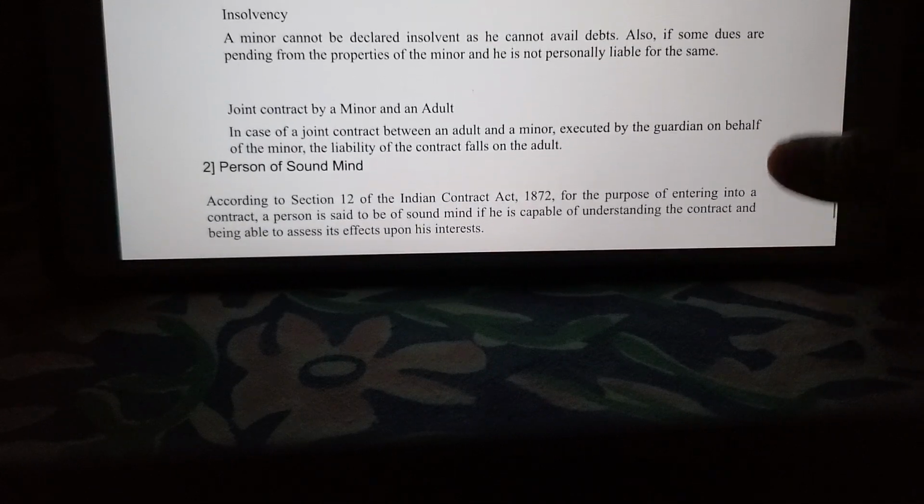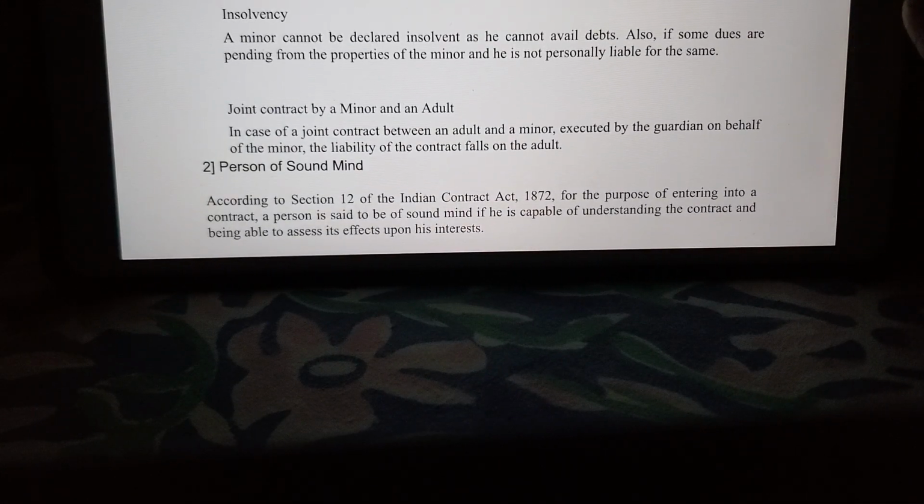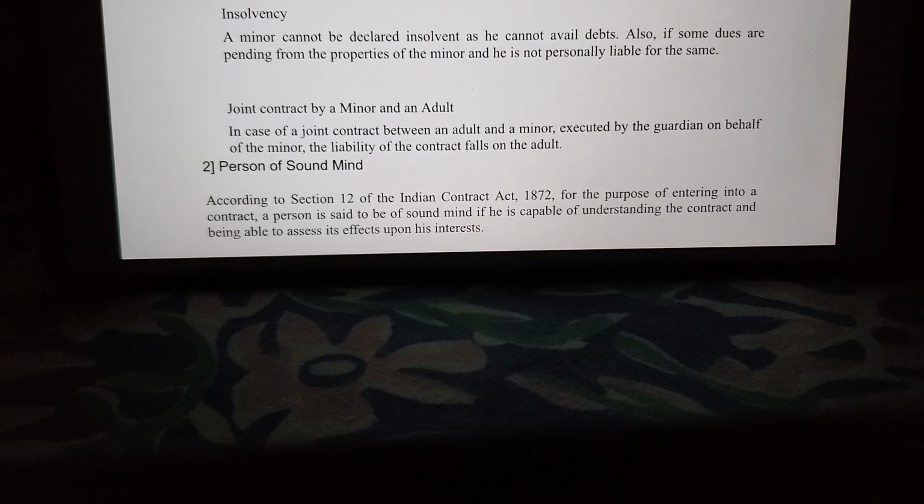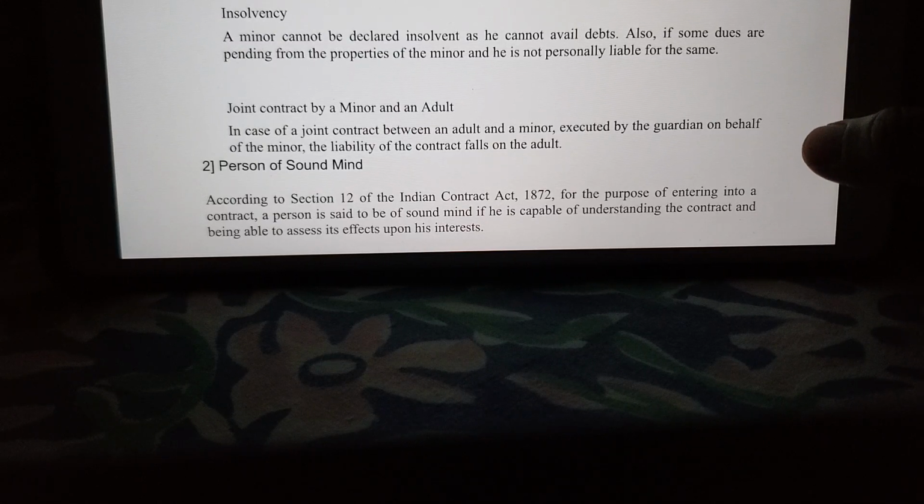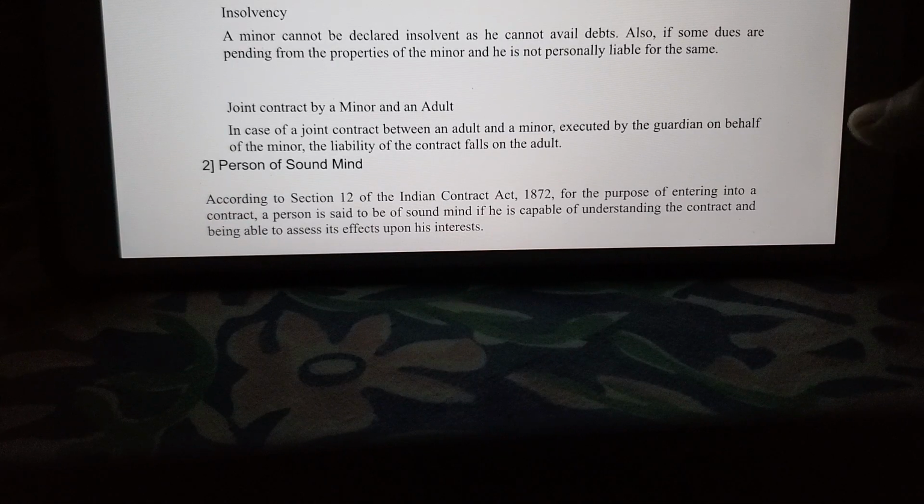Insolvency. A minor cannot be declared insolvent as he cannot avail debts. Also, if some dues are pending from the properties of the minor, he is not personally liable for the same. Joint contract by a minor and an adult. In case of a joint contract between an adult and a minor executed by the guardian on behalf of the minor, the liability of the contract falls on the adult.